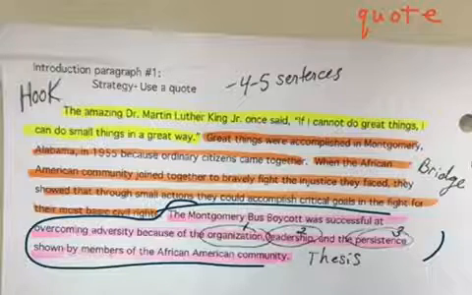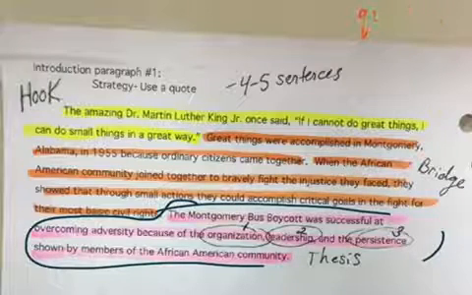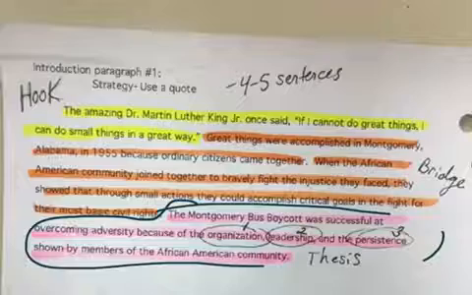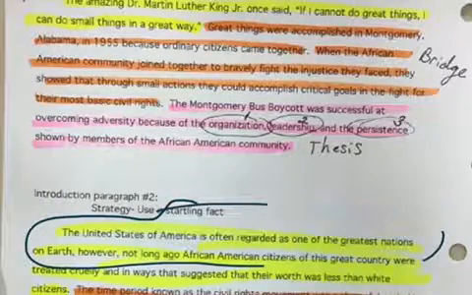Okay? Maybe we should take a look at another one right down below. Whoops, let me erase that real quick.